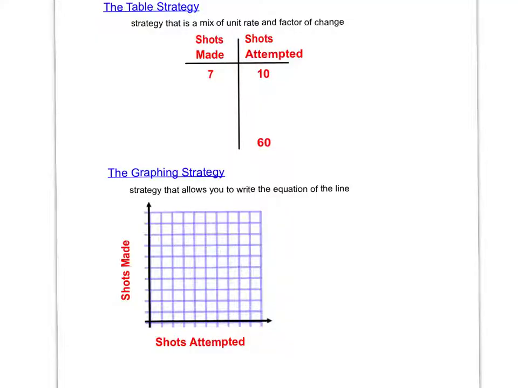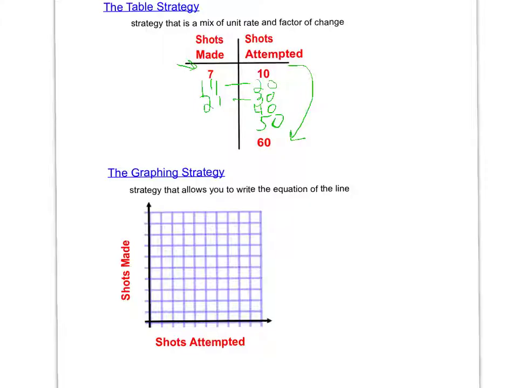All right, now I want to talk about the table strategy. Now that strategy is kind of a mix of the unit rate and the factor of change strategy. What we do in this strategy is we make a table and we just continue it until we get to our desired amount. In this case, I want to get to 60. So on this side, if I count by 7s, my next number is 14. And then my next number is 21. And on this side, my next number would be 20, 30, 40, and then 50.